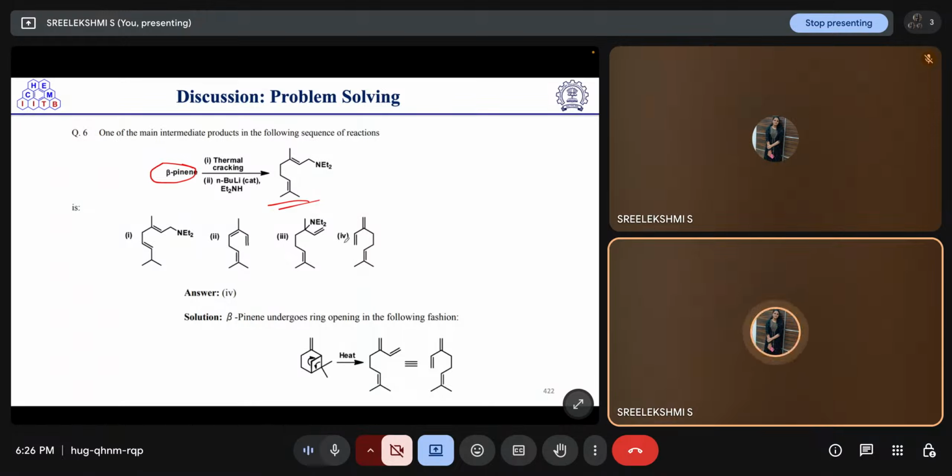So here the correct answer is option 4. This beta-pinene upon heating, this bond is breaking and this is coming over here to form this intermediate, which can be written in this form as well. So the correct answer is option 4.